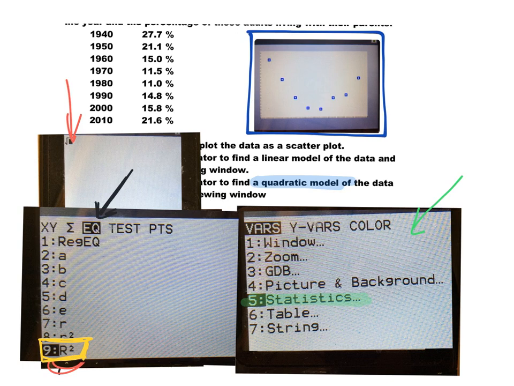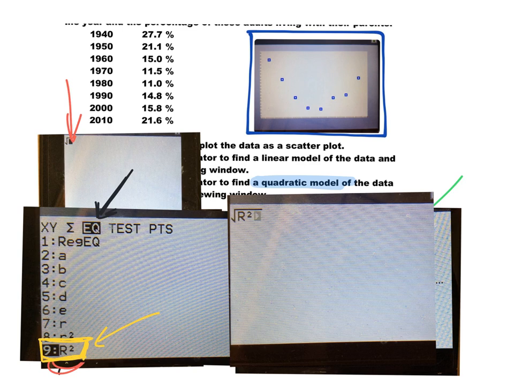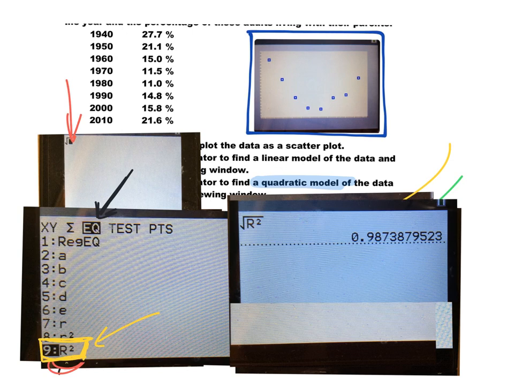What should happen is, when you select R squared, on the home screen of your calculator you should now be telling the calculator to take the square root of R squared, and then when you press Enter, this is going to give you your R value. And in this case, your R value turns out to be 0.987, and if you round to 4 decimal places, 0.9874.